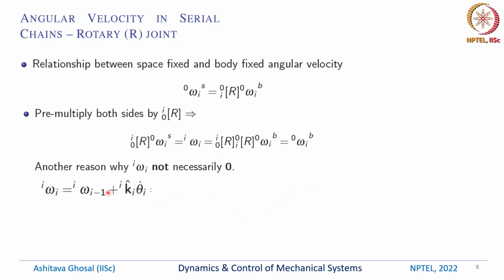So finally, what we are left with is that ^i omega_i is the same as ^i omega_{i-1} plus ^i k_i theta_i dot.